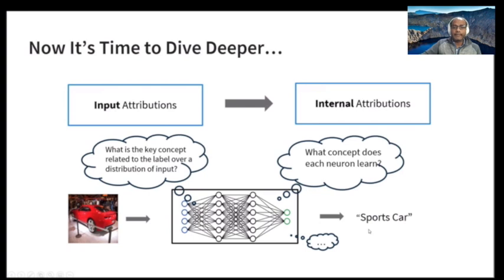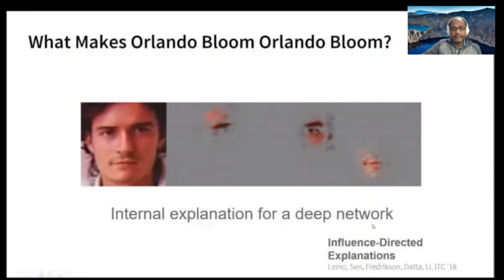So what is the key concept related to the label over a distribution of inputs? And what concept does each neuron learn? Those are the kinds of questions that we would like to answer with this method.